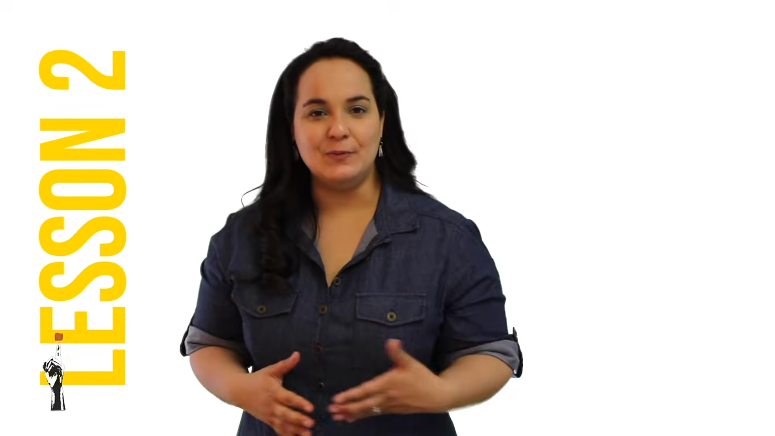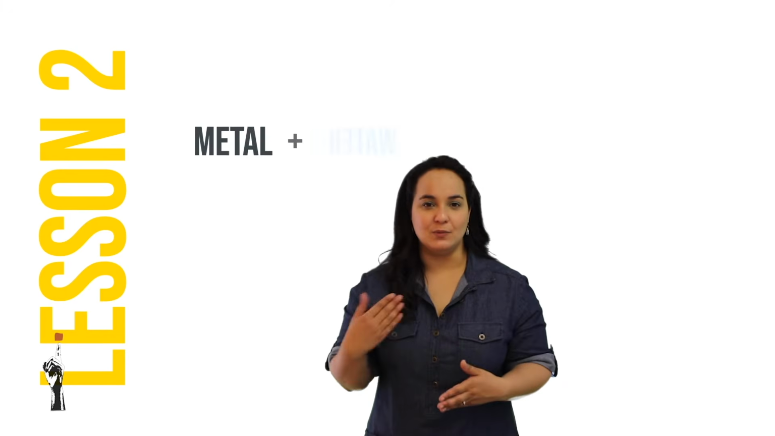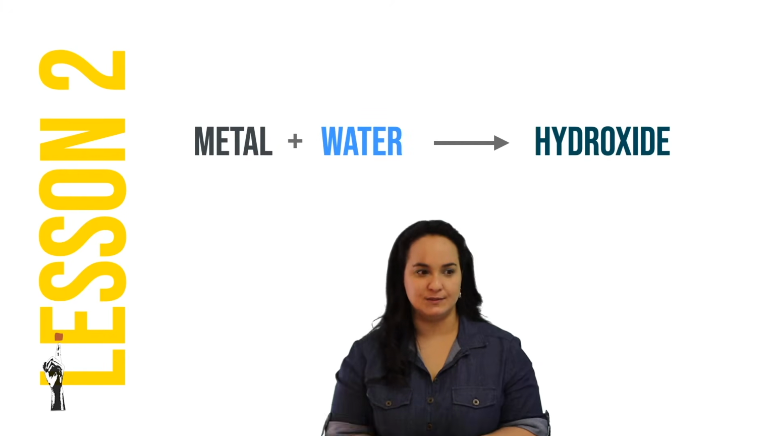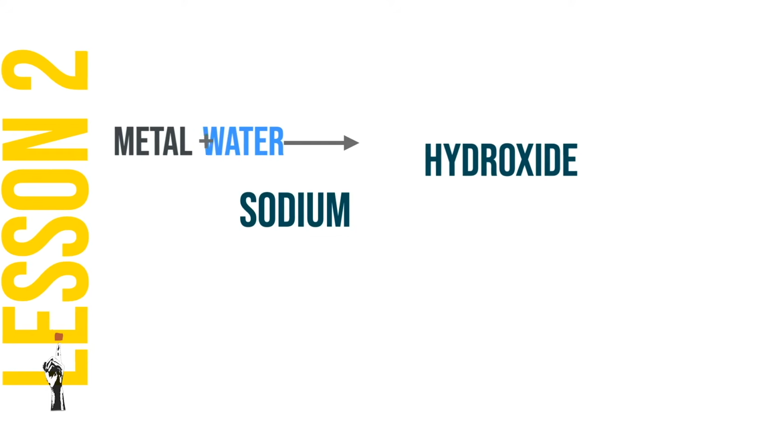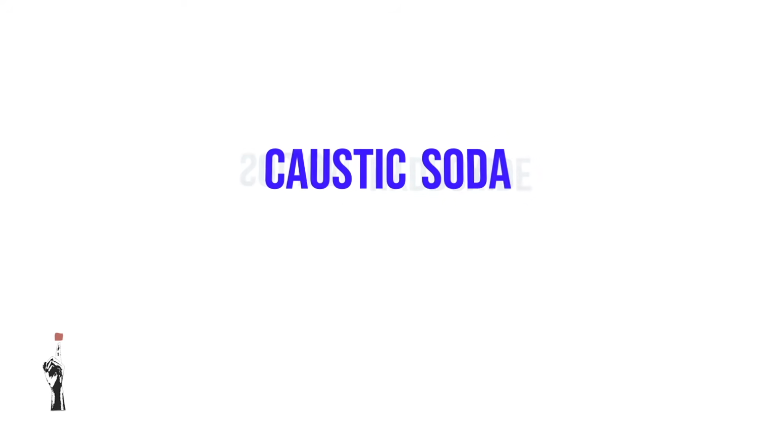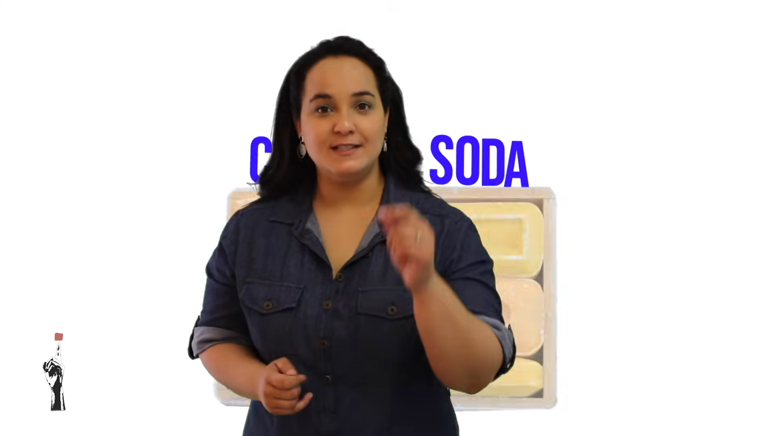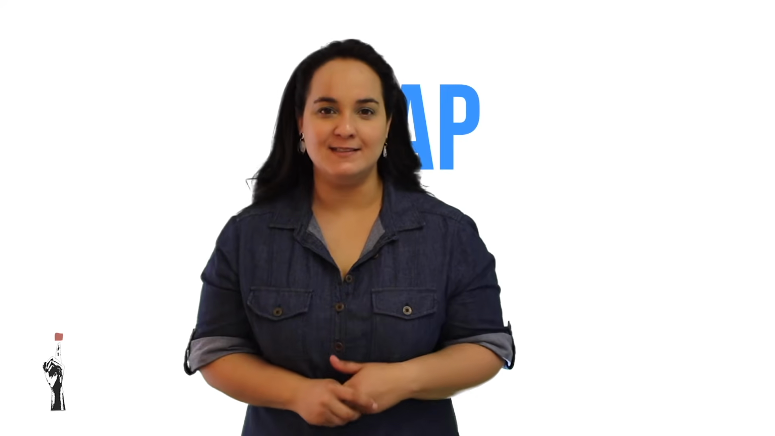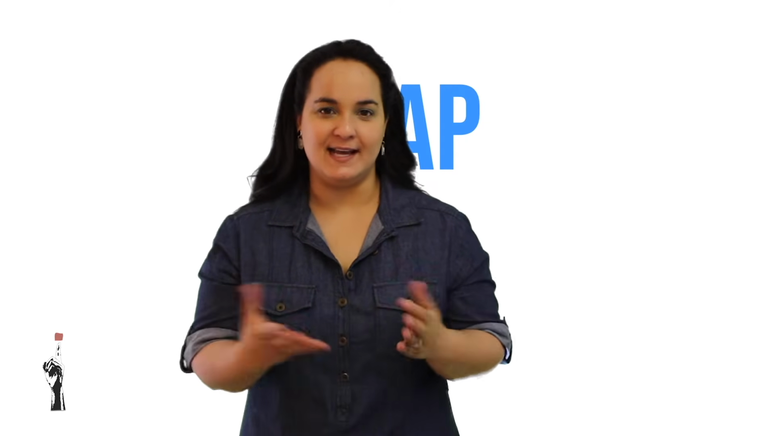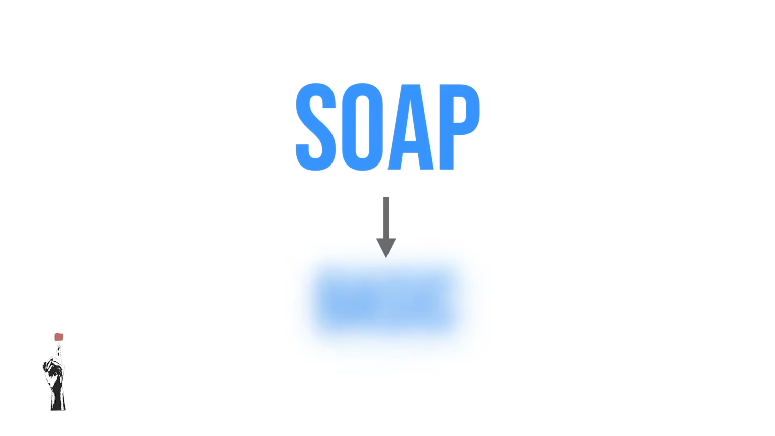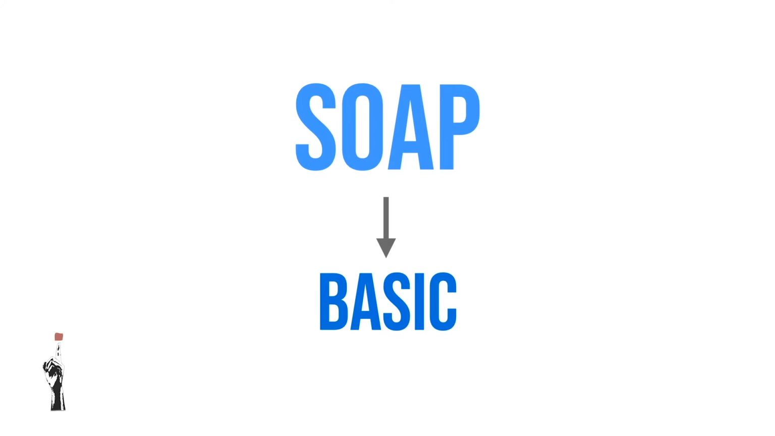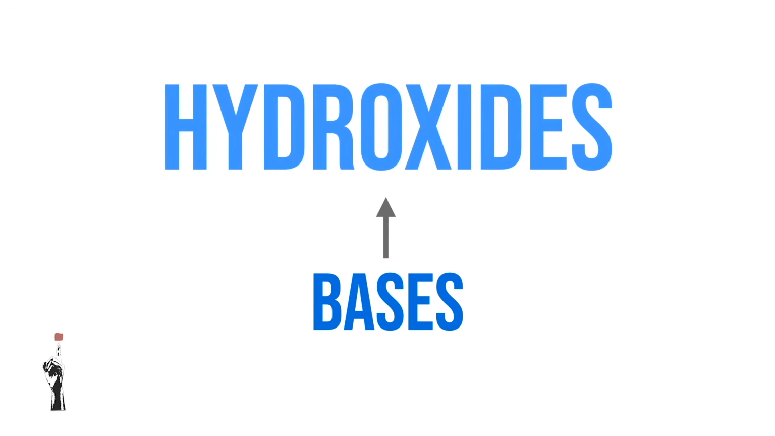In lesson 2, we learned that when a metal reacts with water, a hydroxide forms. Sodium hydroxide, more commonly known as caustic soda, is a hydroxide and is often used in the production of soap. The word soap is supposed to ring alarm bells in your head. Can you identify whether it is a base or an acid? Bases are known to be soapy and therefore all hydroxides are bases.